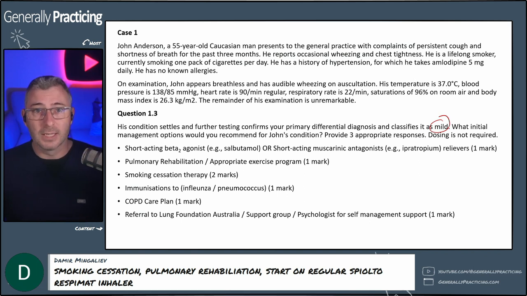Now, they would also have accepted things like immunizations for appropriate things such as influenza or pneumococcus, a COPD care plan or a GP management plan would also be accepted in this instance, and referral to Lung Foundation Australia or an appropriate support group or psychologist for self-management and support, given the potential psychological impact.